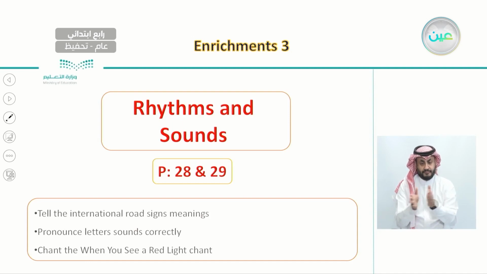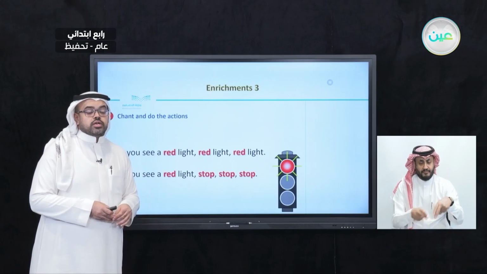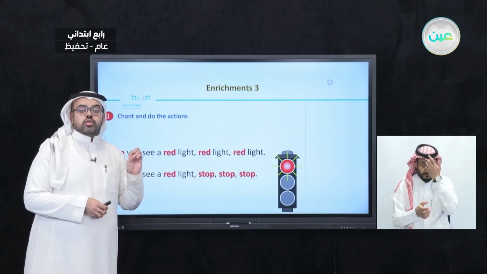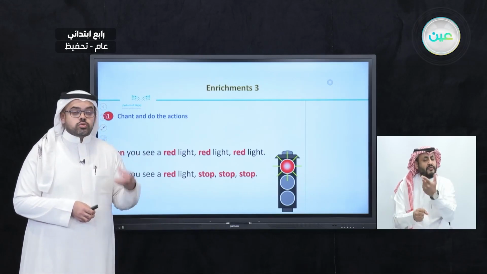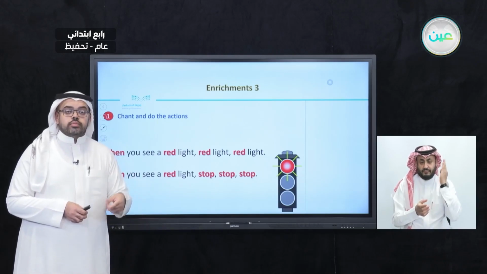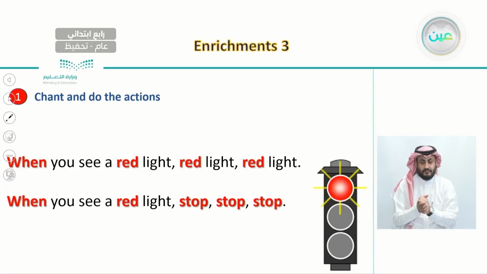After this, we had the lesson of rhythm and sound, where we listened to a chant about the traffic light. The chant about the traffic light is not only stating the color of a traffic light, but also what to do when you see a certain color. Let's listen one more time to this chant and then we will discuss and remind ourselves of the actions that we would do when we see these lights.